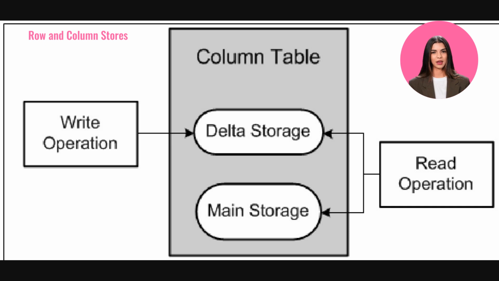In SAP HANA, row store resembles traditional databases but leverages in-memory storage for speed. Column store, however, organizes data column-wise, enhancing read and write efficiency. The architecture includes delta and main storage, which further boost performance by optimizing data handling and compression techniques.